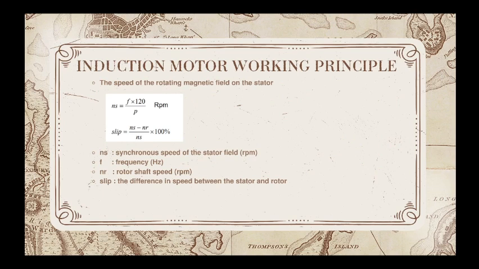And this formula gives the speed of the rotating magnetic field on the stator, which comes from Ns equals f times 120 divided by P, where the unit used is RPM. And the slip is (Ns minus Nr) divided by Ns, multiplied by 100%. The description of the formula can be seen below.